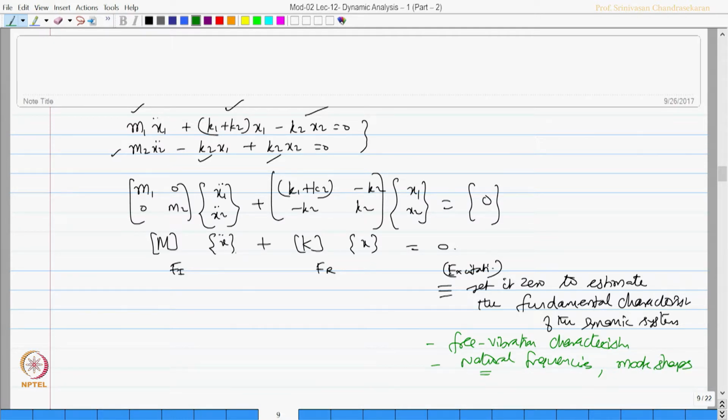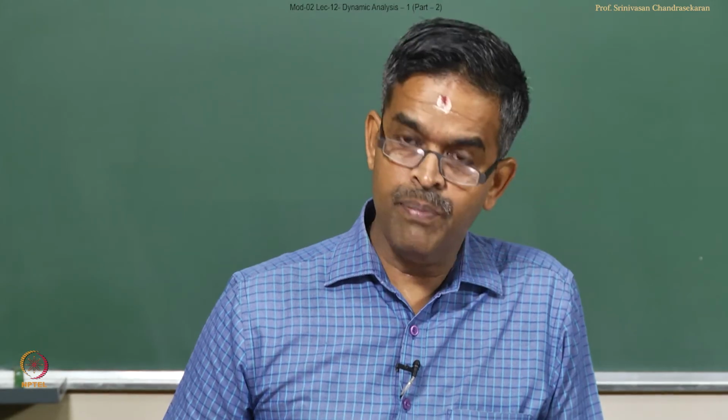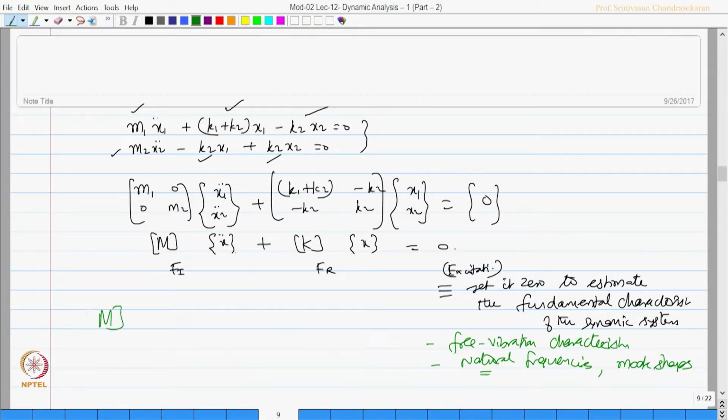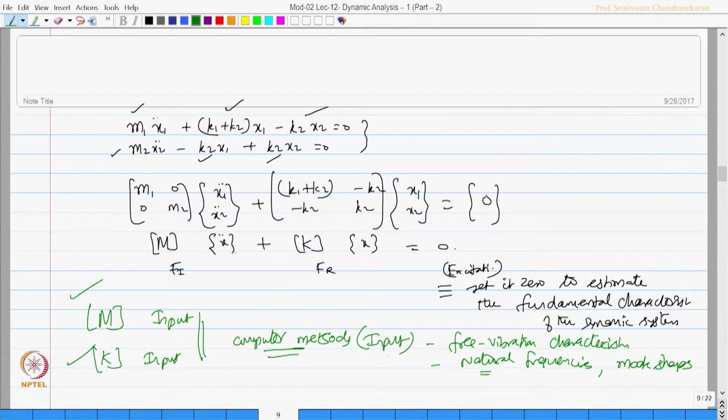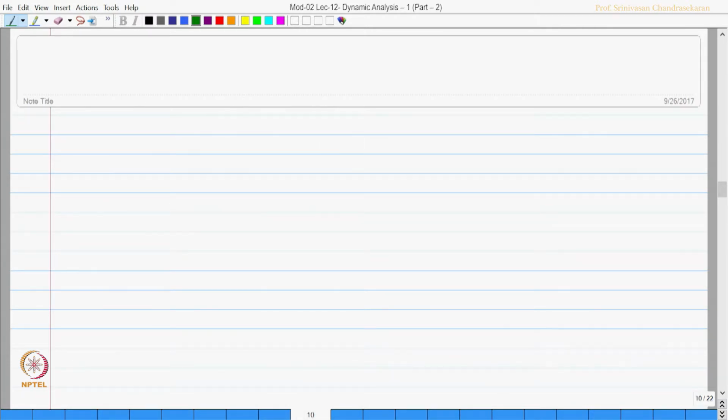So, writing the equation of motion gives me two inputs. One, the mass matrix is an input for my analysis. The stiffness matrix is also an input for my analysis. For my computer methods, I should be able to derive the mass and stiffness matrix and give them as an input. Once I have this input, I want to estimate the frequency and mode shape.